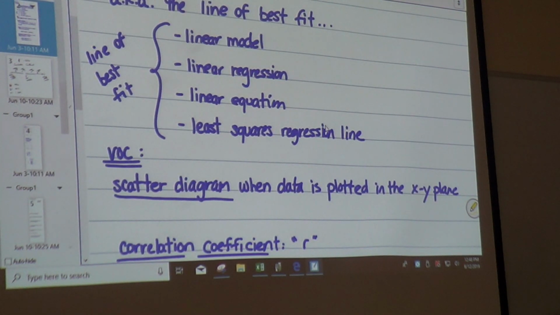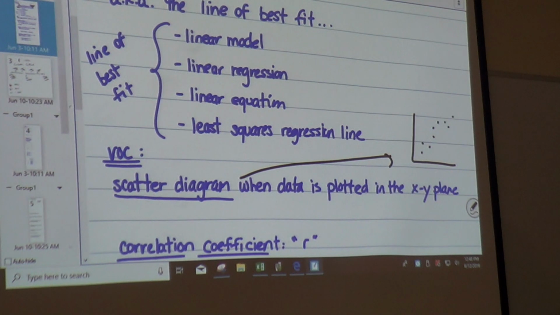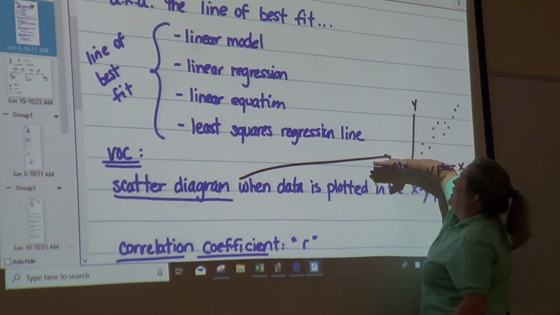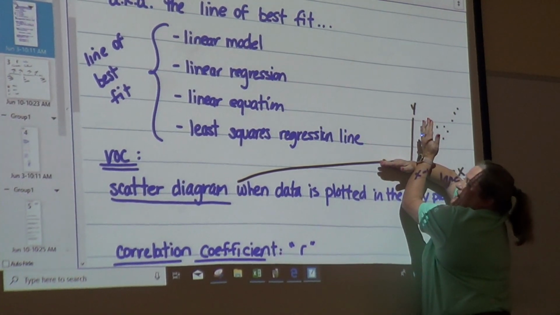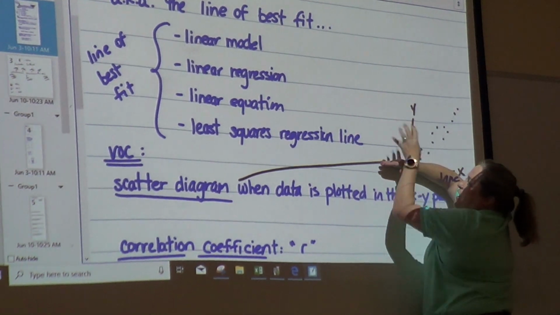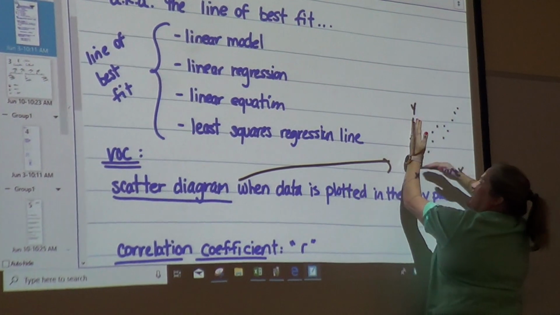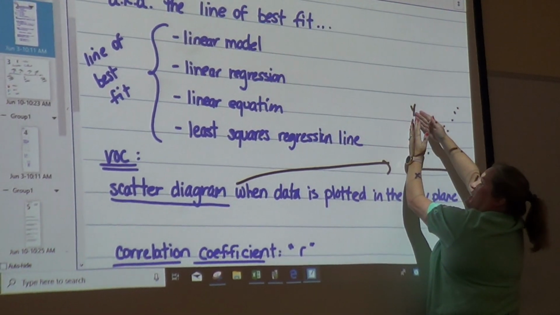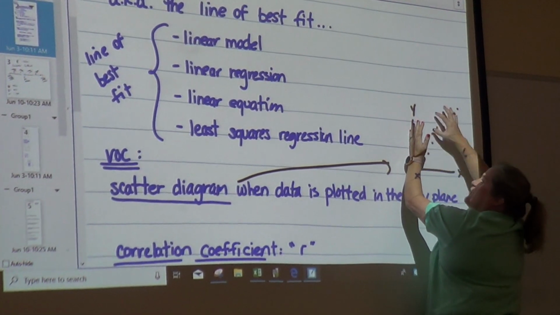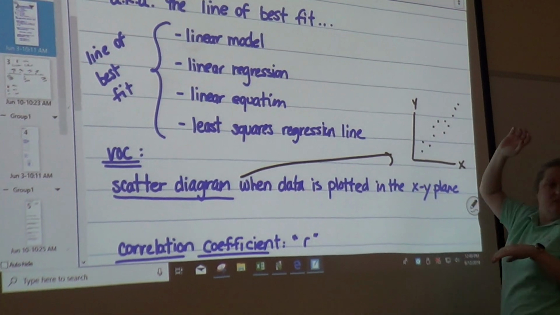Scatter diagram. Scatter diagram is just when I give you a bunch of points. This is the x-axis and this is the y-axis. Now normally in algebra you had the whole x-axis and the whole y-axis, and you had all these four quadrants. In this class, we tend to just look at the positive x-axis and the positive y-axis, and all of our points are usually in the first quadrant.